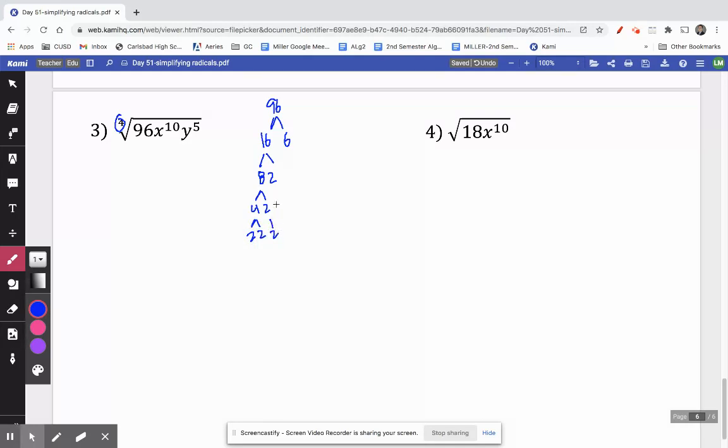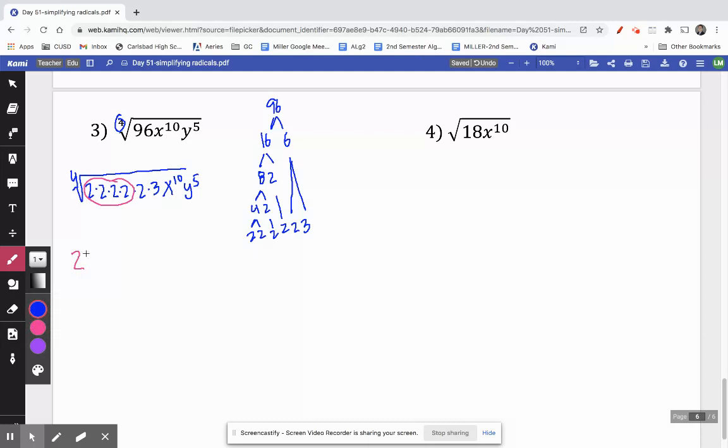All right, so I'm going to bring down these 2's also. It kind of helps me. And then that 6 is 2 times 3. So there's my prime factors. I can rewrite this as the 4th root, again, don't forget that index, of 2 times 2 times 2 times 2 times 2 times 3. 2, 3, 4, 5. Yeah, 5 2's. All right, x to the 10th, y to the 5th. All right, we're looking for groups of 4. There's a group of 4, so I get to bring a 2 outside.